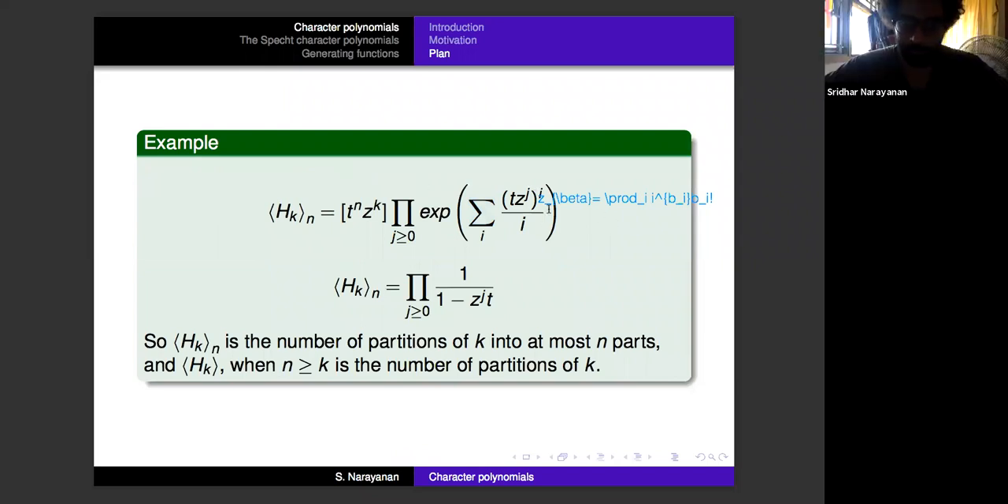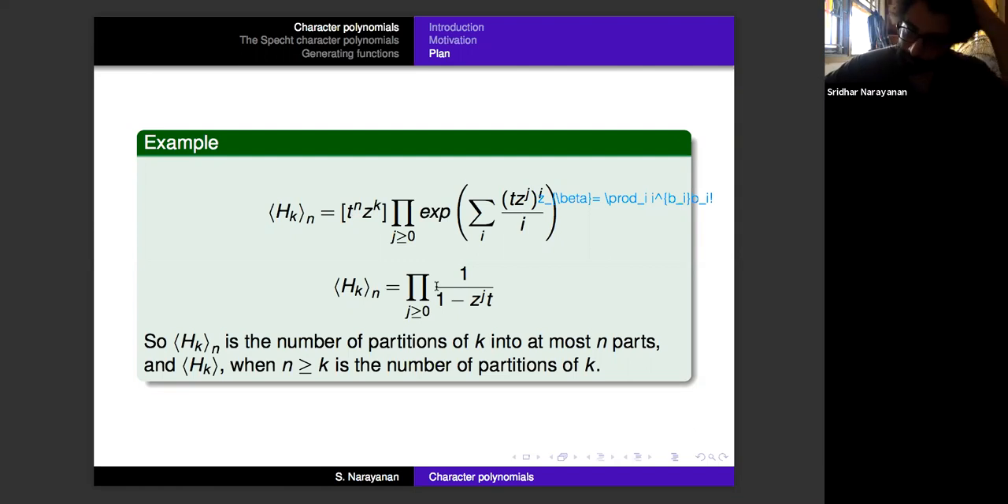Right, so we end up with this calculation, and for each of these j, this calculation is basically 1 over 1 minus z^j t. So hk of n is this expression. It's the coefficient of t raised to n z raised to k in this expression, which is in fact the number of partitions of size k with at most n parts. The stable value: if n is greater than k, obviously there are no partitions of k with more than k parts, so it will stabilize at some point. That point is k. So for n greater than or equal to k, it achieves a stable value.